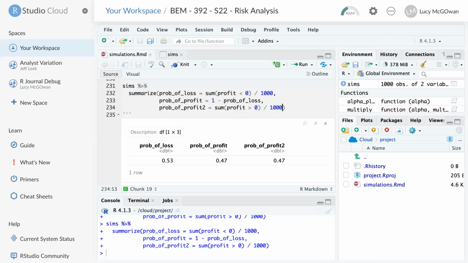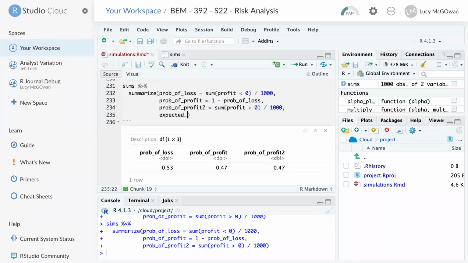Okay, so I want to do the expected loss. I'm going to sum up the profit, and I'm going to do this a little bit differently than I had in the slides, just to show you how it can exactly match what I'd shown in that equation. So I'm going to take the profit, and I'm going to multiply that by an indicator that the profit is less than 0.